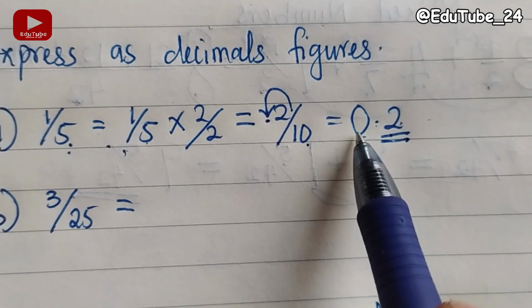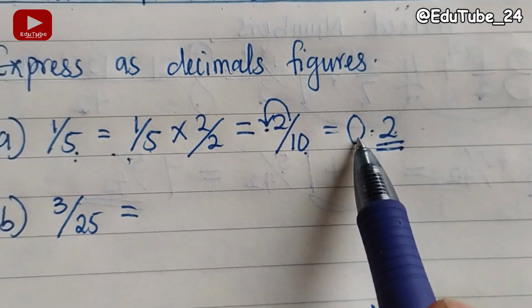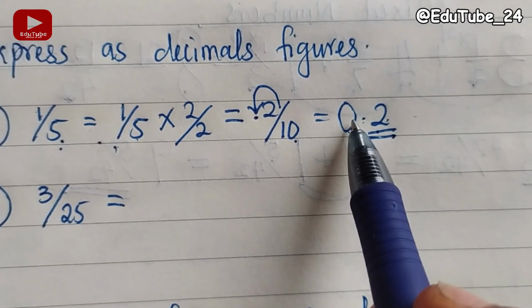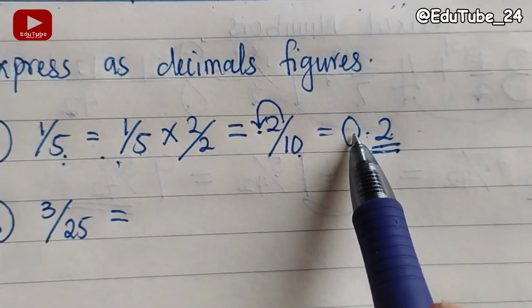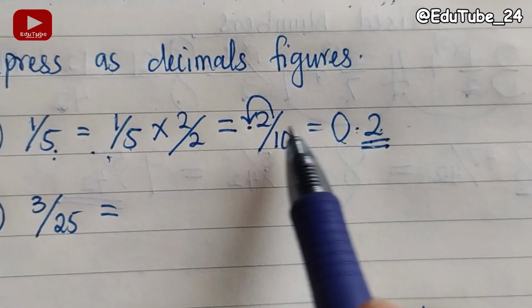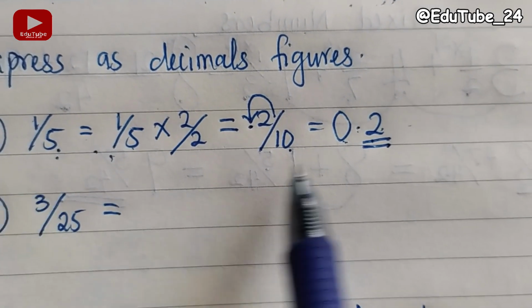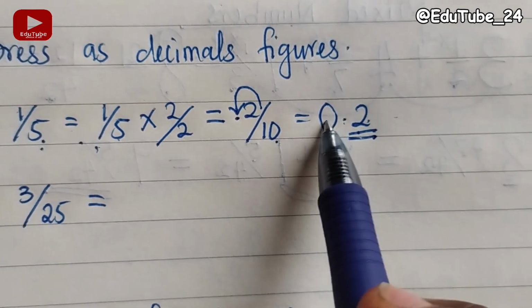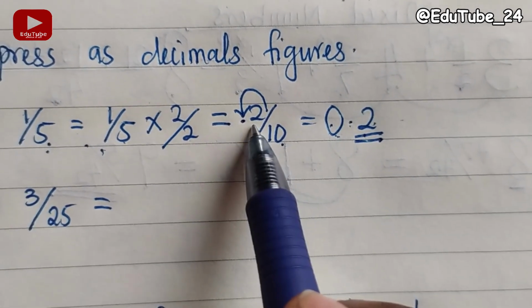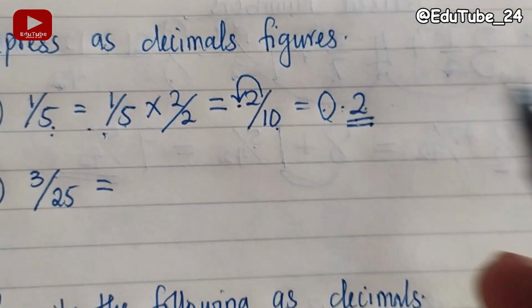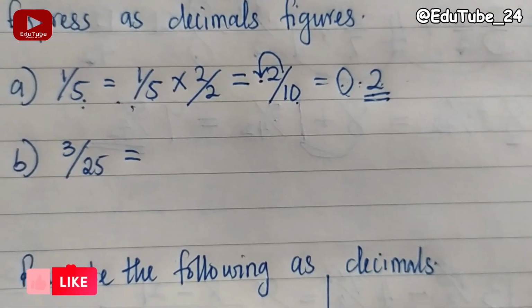Now you might ask the question, where does this 0 come from? Since a number must start with a whole number, and we have no whole number preceding this fraction, our whole number is 0. Then the point, and then the 2, so 0.2.